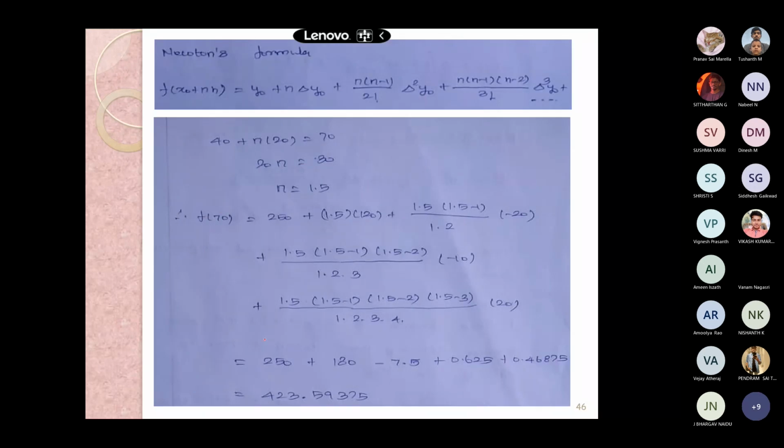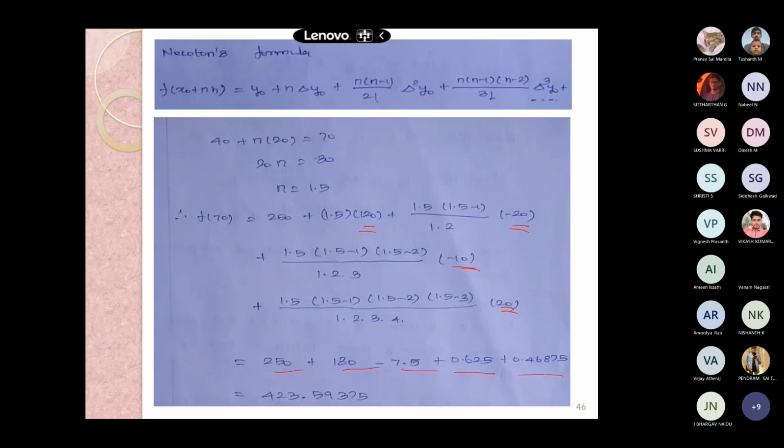So apply this 1.5 with a basic formula: 250 plus 1.5 into 120. And this gives the first difference, second difference, third difference, and fourth difference. The values are 250, 180, 7.5, 0.625, and 0.64875. Please try to calculate these values.